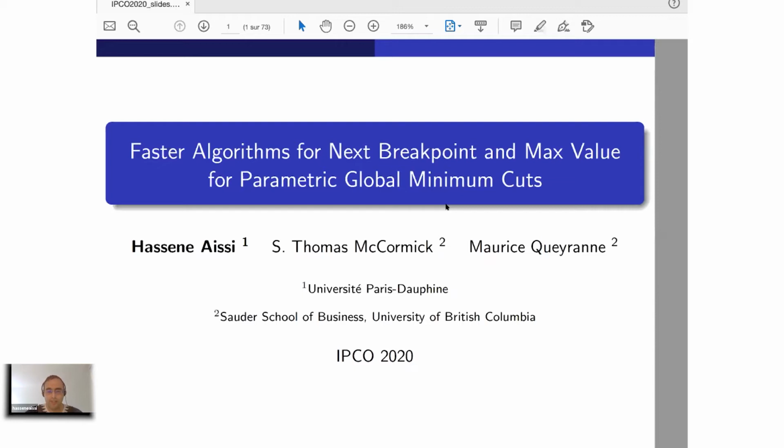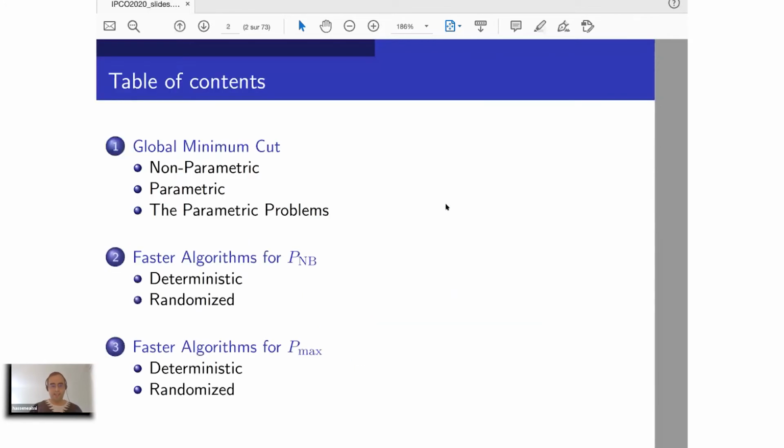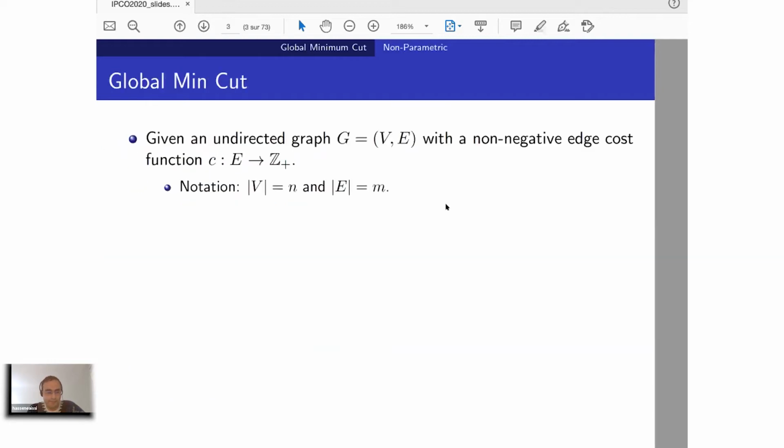So this talk will deal with the parametric version of the global min cut problem. This is joint work with Tom McCormick and Maurice Queyranne from the Sauder School of Business at UBC. I will define two parametric global min cut problems, and then I will give deterministic and randomized algorithms to solve them. Let's define the problems.